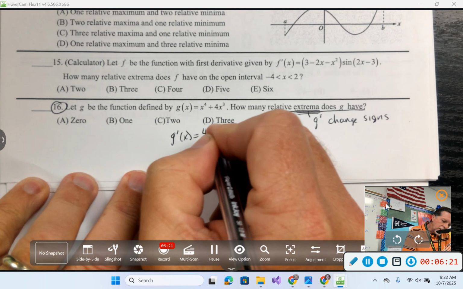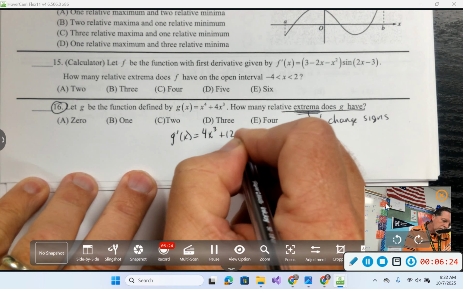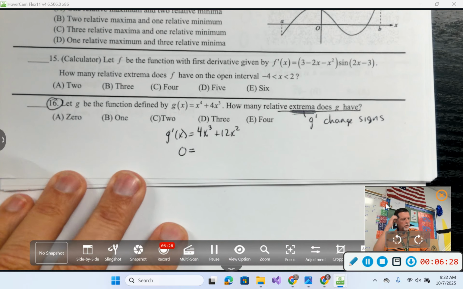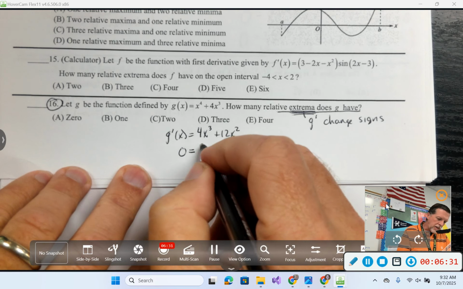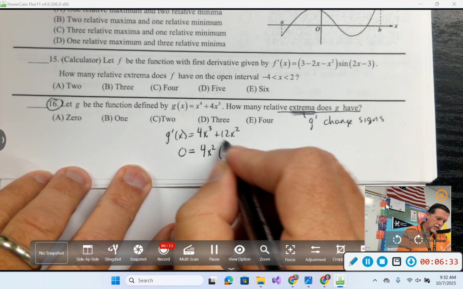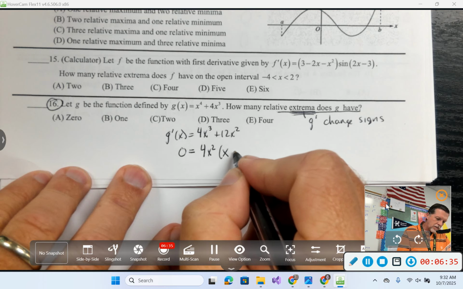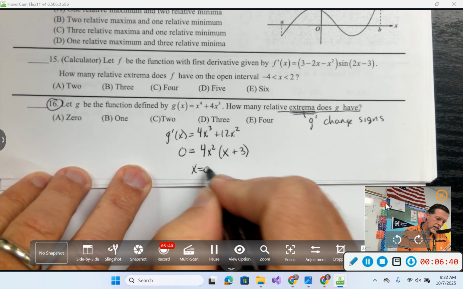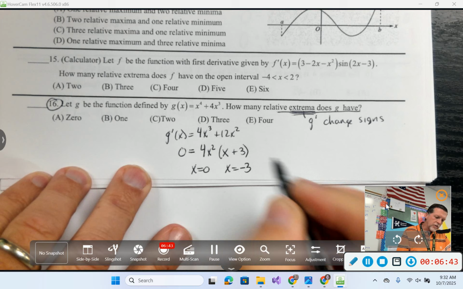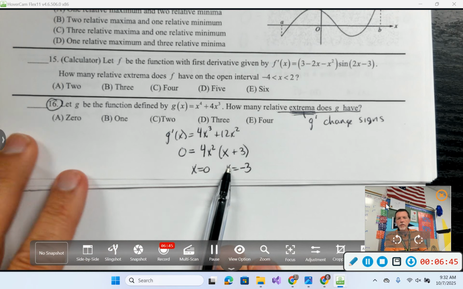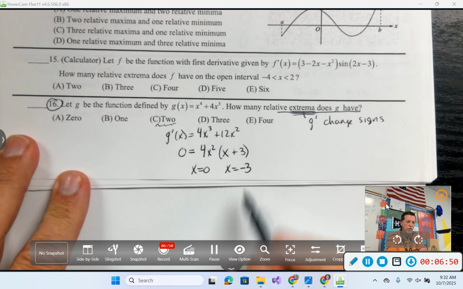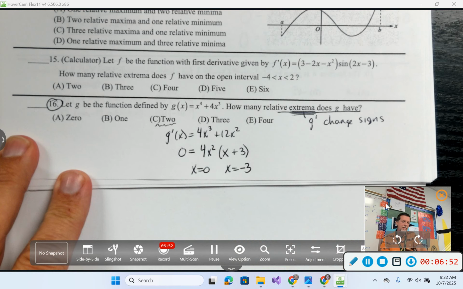Okay, so the derivative is 4x cubed plus 12x squared. We'll set that equal to 0 to start to set up the number line. I'm going to factor out 4x squared, make my life a little easier here. So x plus 3 is what's left. So x equals 0 and x equals negative 3. Those are the critical points. And it's tempting to say the answer is 2 because there are 2 critical points, but I haven't yet figured out if those are maxes or mins or neither.